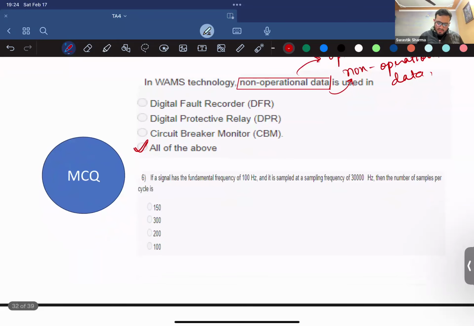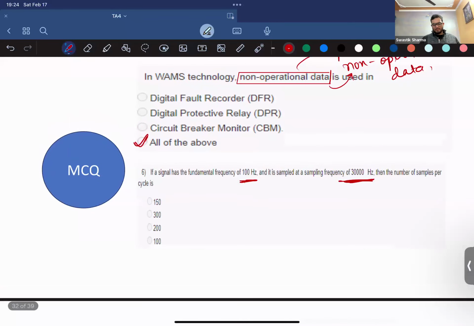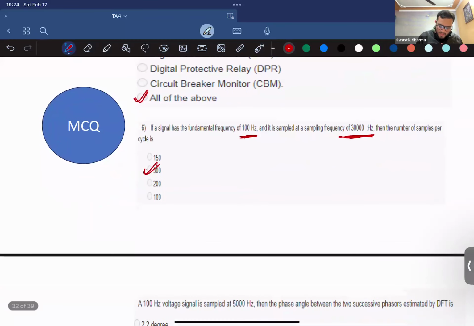Okay, so if a signal has a fundamental frequency of 100 hertz and it is sampled at a sampling frequency of 30,000 hertz, then the number of samples per cycle is? Who will tell me? 300. Yeah, 300. Someone is very fast today. How do you calculate it? It's simply Fs upon F naught, which is 30,000 divided by 100, which comes out to be 300.